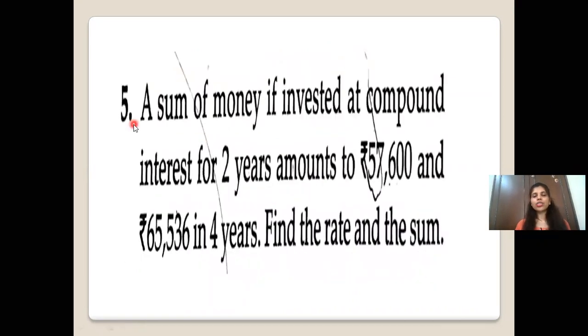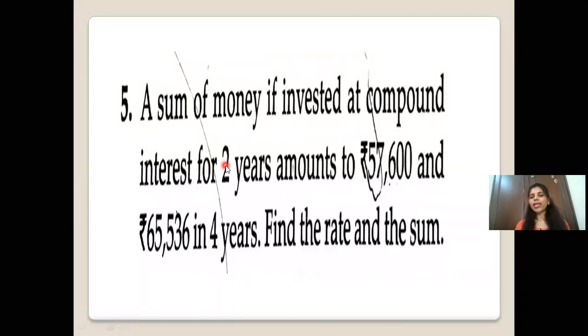In the next question, it is said a sum of money if invested at compound interest for 2 years amounts to rupees 57,600 and 65,536 in 4 years. Again, you can see there's a difference of 2 years. It is not consecutive. So again, in the same manner, as you have to find the rate and the principal, you are going to take the ratio of their formulas.